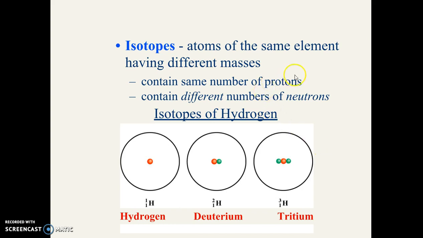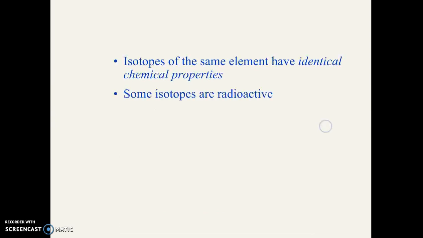So they contain the same number of protons, but they contain different numbers of neutrons. That is what makes something an isotope. By definition, that is an isotope. So isotopes of the same element are going to have identical chemical properties. So all of those isotopes of hydrogen are all going to react the same way. They're all going to have the exact same chemical properties. They're all going to go through the same types of chemical reactions. You wouldn't be able to tell one hydrogen from the other. The only way that you can is by calculating the actual mass, by getting the mass of it.